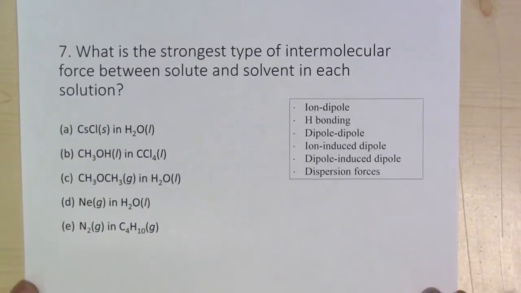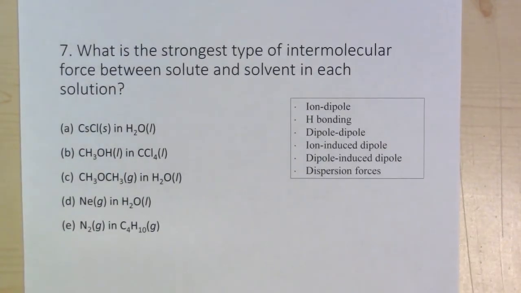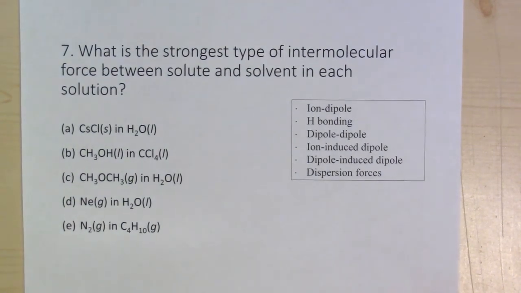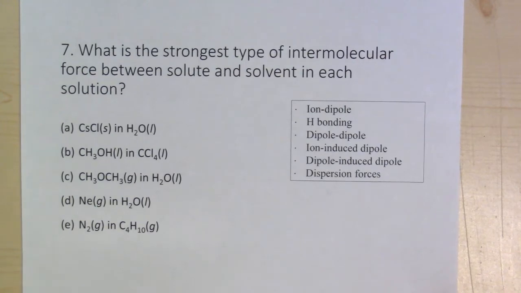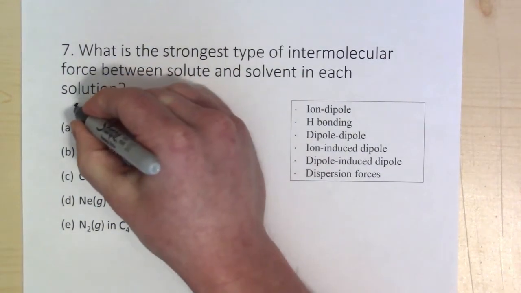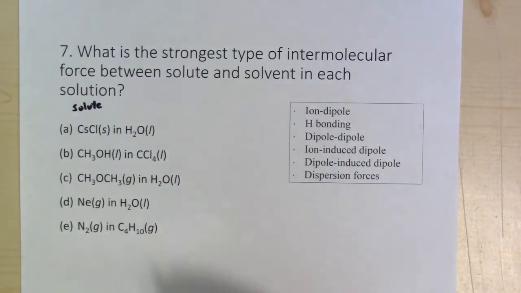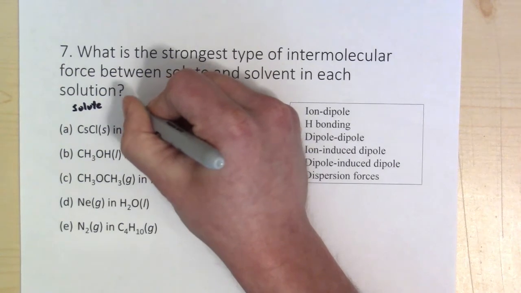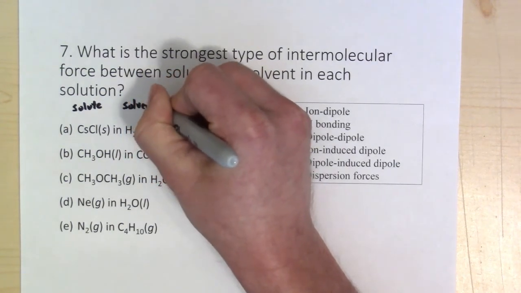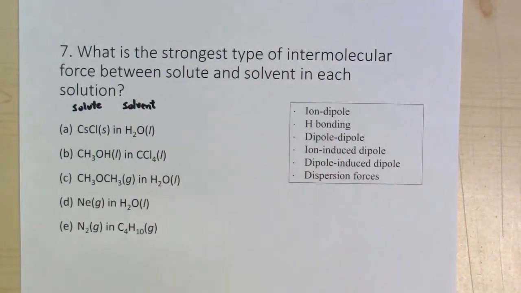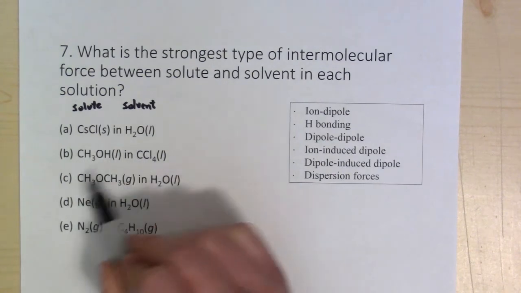Moving on to the final problem in the recitation handout. It asks what is the strongest type of intermolecular force between solute and solvent in each solution. So here we have the solute on the left, and that is the thing that is dissolved in the solvent, which we have shown on the right here. Each thing is in the solvent.